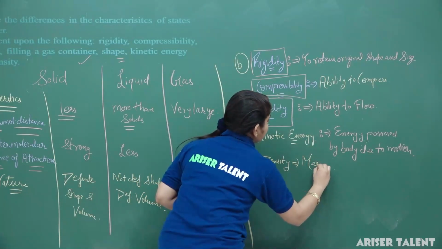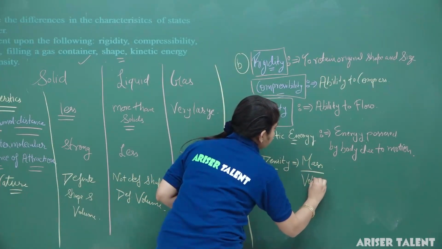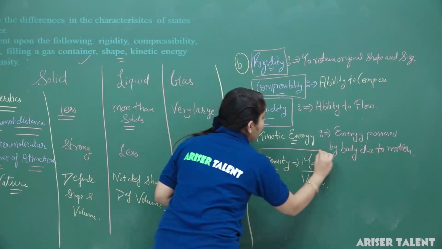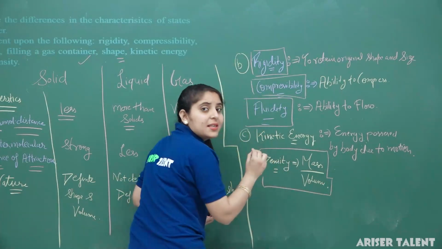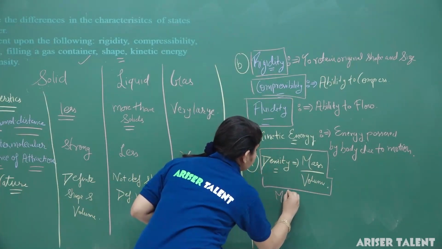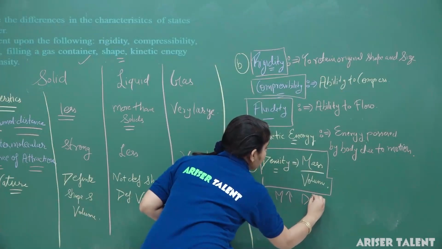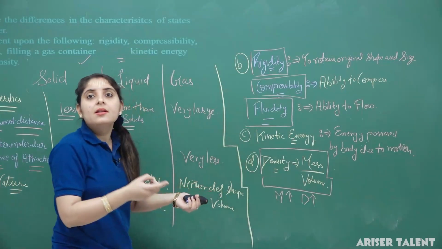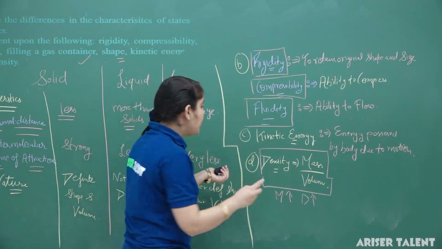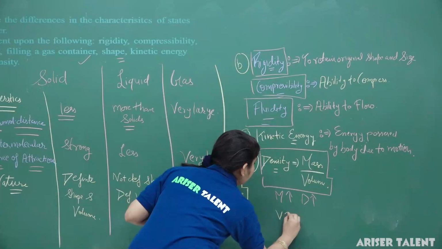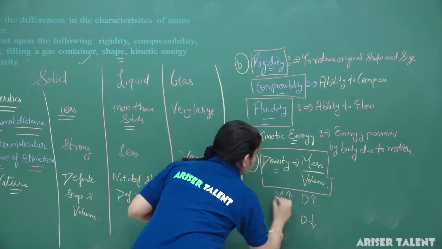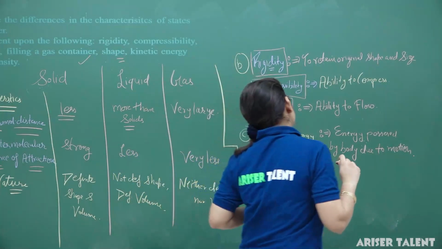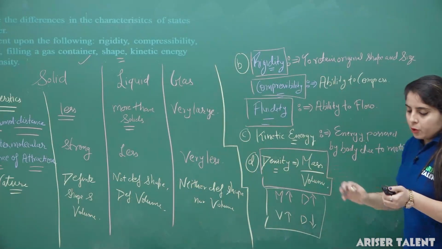Density means mass upon volume. So it is defined as mass per unit volume, and if the mass is greater, then density will be greater. But if we compare the density and volume, these two terms are in inverse proportion. So if the volume is greater, the density will be low. So it is all about the relationship between the density, mass and volume.